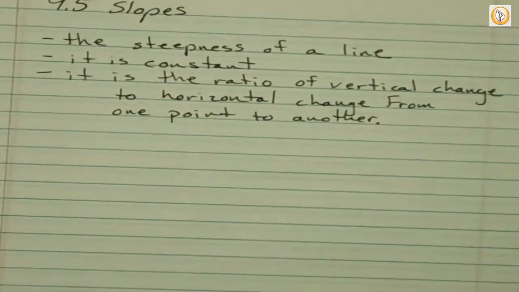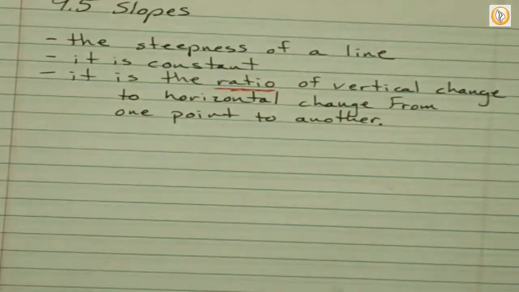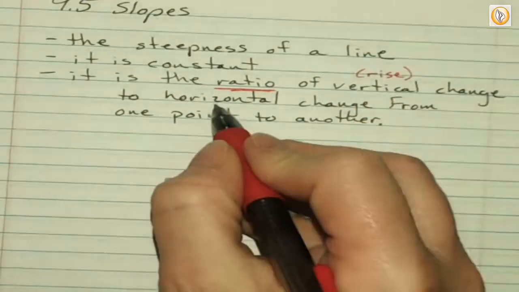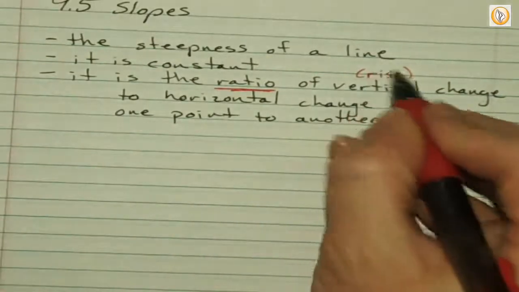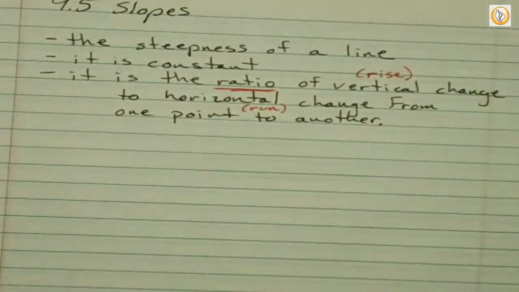Okay, let me explain what that means. First of all, ratio. What does that look like? A fraction. Bingo. It looks like a fraction. Very good. Vertical change to horizontal change from one point to another, I'll explain that one to you in just a minute. But the key word you do need to remember is ratio. Vertical change, that's going to be your rise. Horizontal is your run.